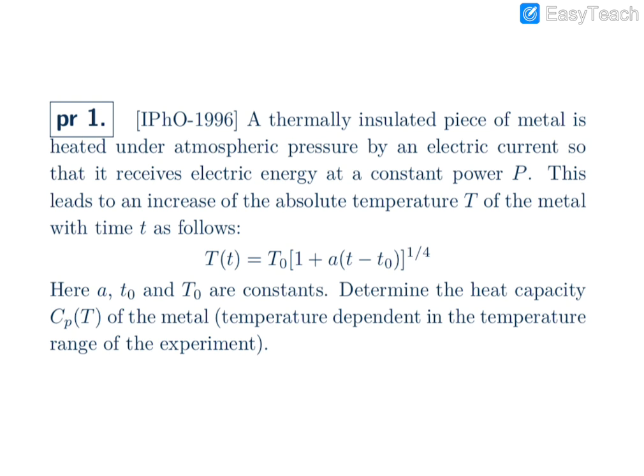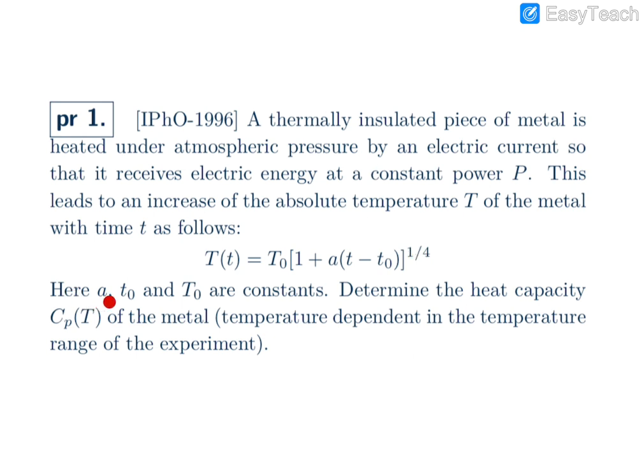So it reads: a thermally insulated piece of metal is heated under atmospheric pressure by an electric current so that it receives electric energy at a constant power P. So कितना उसको power मिलता है, that is constant P. Further it says this leads to an increase of the absolute temperature T of metal with time t as shown in the following way. So this is the expression जिससे उसका temperature rise करने वाला है.